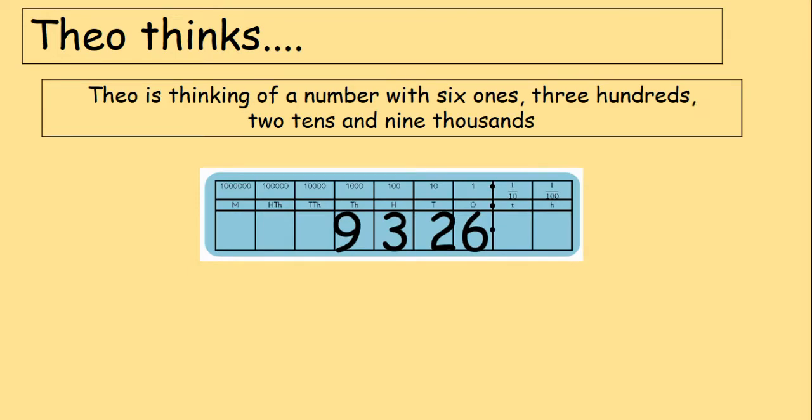Brilliant. I'm going to use my place value chart. I could fill in the digits in the order that it is said on the slides. I would first start with the 6 ones, then the 3 hundreds, then the 2 tens, and then the 9 thousands. My number would be 9,326.